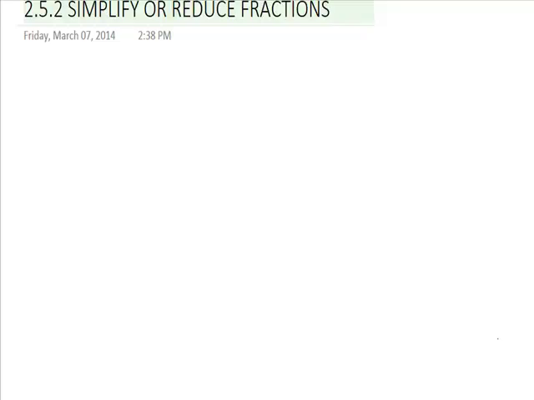Okay, in this lesson we're going to simplify, which traditionally was called reduced fractions, to lowest terms. Now, you can do this a variety of ways. You can use prime factorization. This is the longer but surer way to do it.